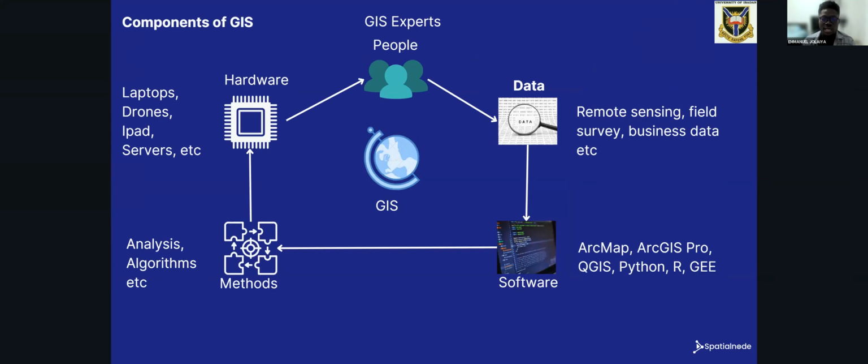So GIS, like I said, is not standalone. GIS has components, and it has 5 of them. The first one is the GIS experts, which is everyone on this call right now.